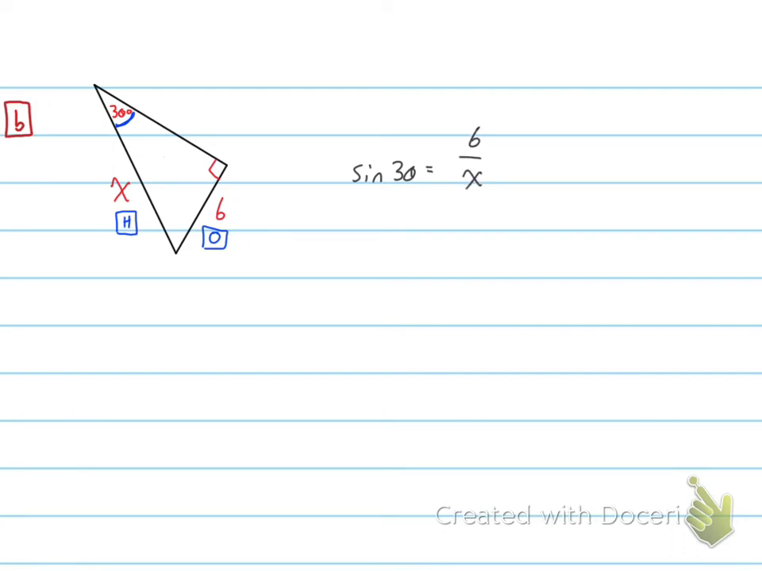Here we have our x in the denominator, but that's okay. We're still going to work with it like normal. To get it out of the denominator, let's multiply both sides by x. Those cancel. Now I'm left with x times sine 30 equals 6. To get x by itself, I'm going to divide both sides by sine 30. I'm going to do that all in my calculator. When I do 6 divided by sine 30, I get 12.